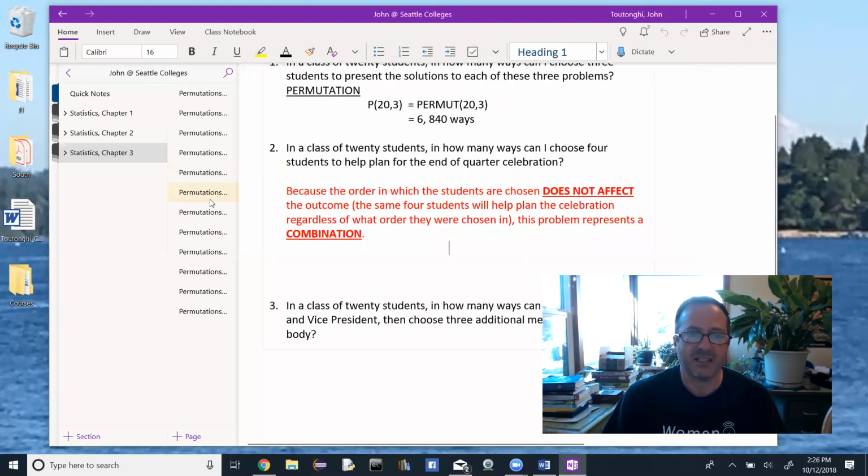In this case, the order in which the students are chosen does not affect the outcome. Whether I pick Abigail, Bernie, Charlie, and David in that order, or in the reverse order, David, Charlie, Bernie, and Abigail, whichever order I choose those 4 students in, it's the same 4 students helping to plan the celebration. So when the order they're chosen in does not affect the outcome, that problem represents a combination.